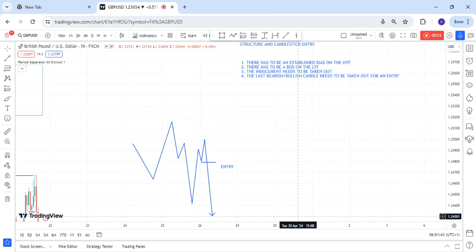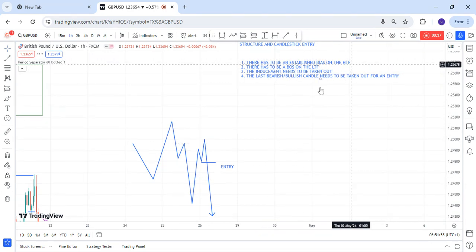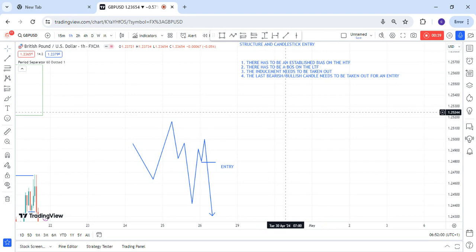Structure and candlestick entry. The first thing I want to establish on the higher time frame is that we are bullish or we are bearish. That means 4 hours, that means 1 hour in my own case. So there has to be an established bias on the higher time frame. Then, of course, the second thing I want to establish is that there has to be a break of structure on the lower time frame.